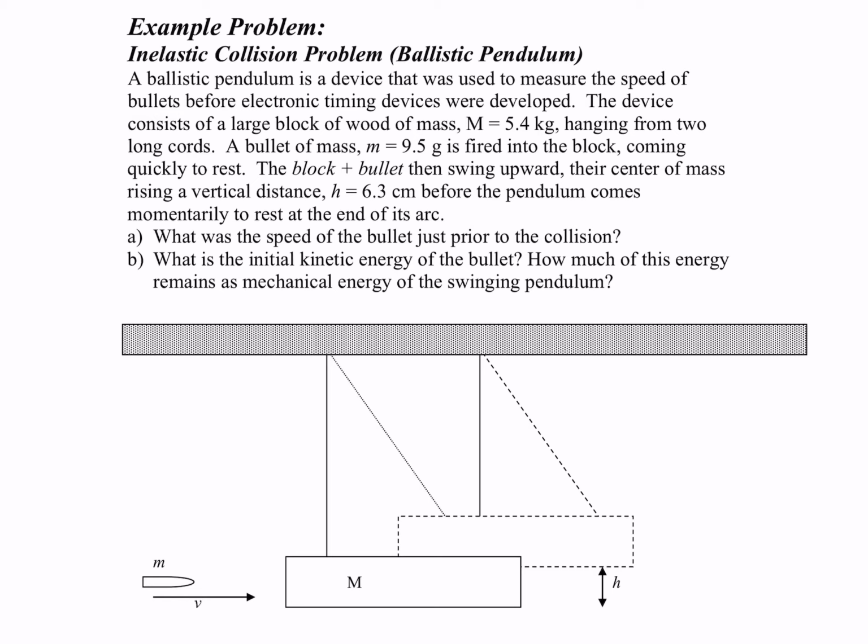So the last topic that we are going to talk about is called a ballistic pendulum. A ballistic pendulum is a great example of an inelastic collision. It's a device that's used to measure the speed of a bullet before electronic timing devices were developed. So before we had any cool technology, what they used to do is they would fire the bullet into a block of wood, and the block and the bullet would then swing upwards to a certain height.